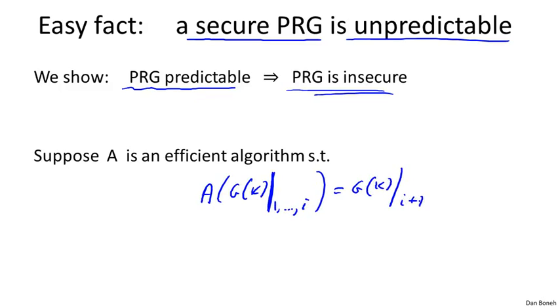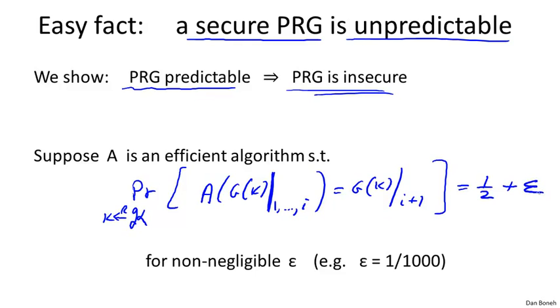In other words, given the first i bits, it's able to predict the (i+1)st bit, and it does that with a certain probability. So let's say we choose a random k from the key space. Clearly a dumb predictor would be able to predict the next bit with probability 1/2, simply by guessing a bit. You'll be right with probability 1/2. However, this algorithm A is able to predict the next bit with probability 1/2 plus epsilon. So it's bounded away from 1/2, and in fact we require that this be true for some non-negligible epsilon.